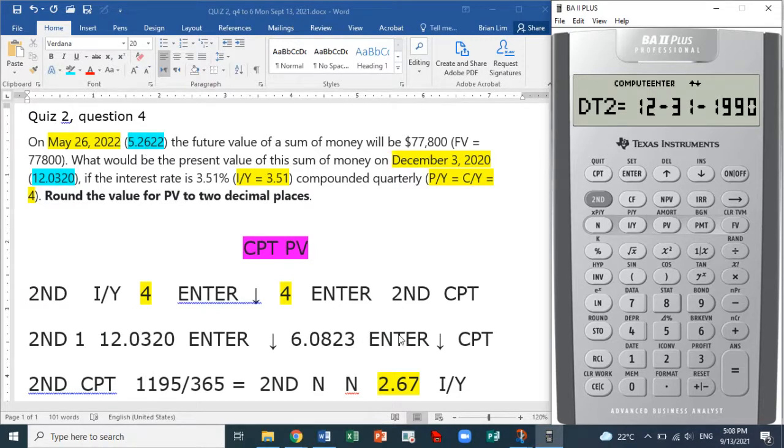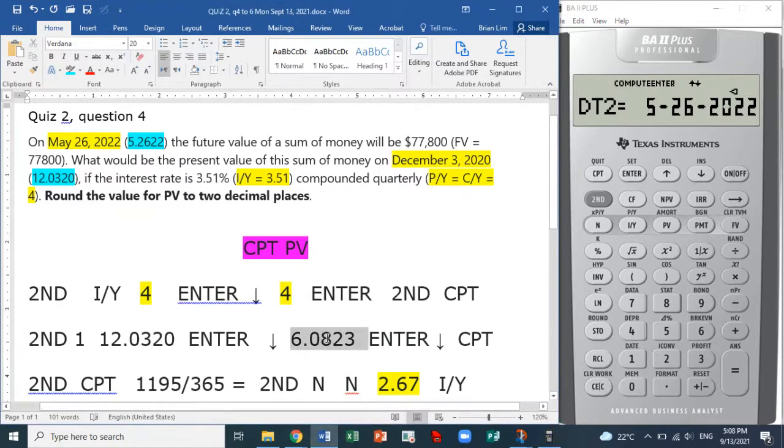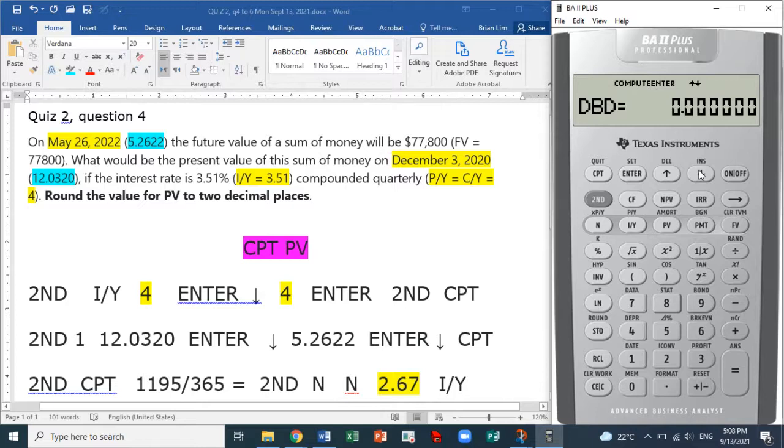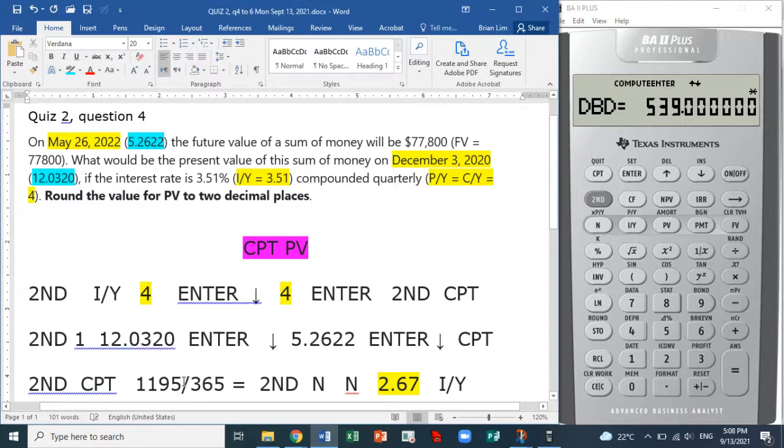Okay, so we enter that, then we go down, and now we need to put in May 26, 2022. So the 5th month, decimal, and then the day, 26, and then the last 2 digits of the year, 22. We enter that, and there we are for the second date. So in here, we should enter 5.2622. Then we press enter, go down, and at days between dates, we click on CPT for compute, and then we have 539.